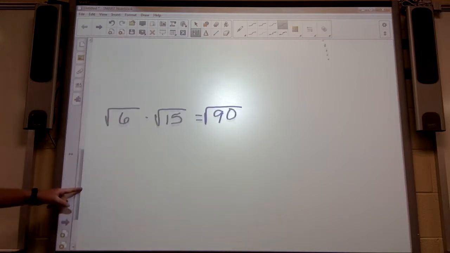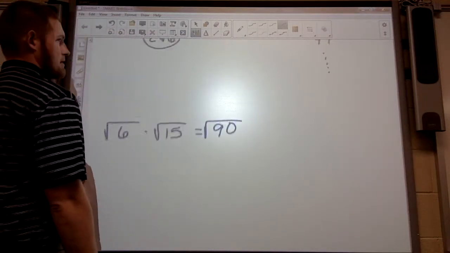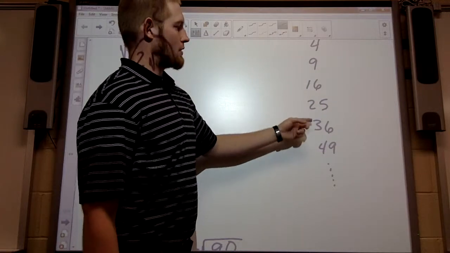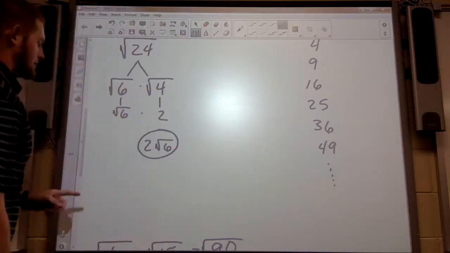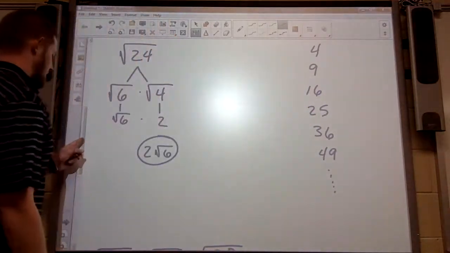Alright, now I need to look here. Now I have to reduce my radical. So I want to come up here, look at my perfect squares. Can I take one of these out of 90? Most common one, and hopefully you found that 9 goes into 90.